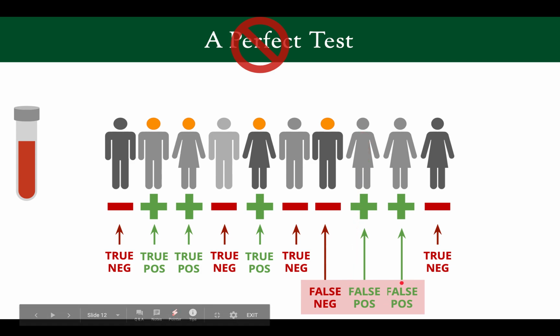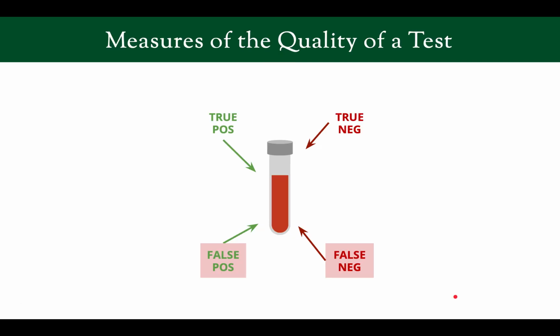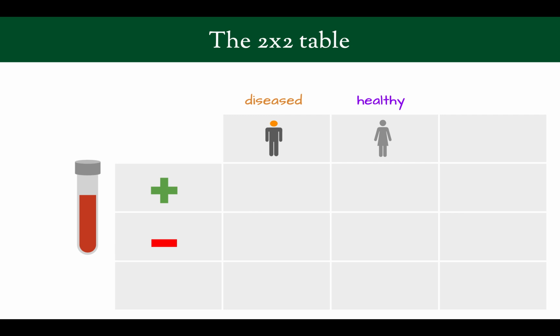So again, no perfect test. We would like it for the most part to be correct, but there are going to be some times when it's wrong, and we want to quantify that. So these are the different quantities that we're going to try to measure in this test. How often is it right and how often is it wrong? And so now we're going to build this 2x2 table.